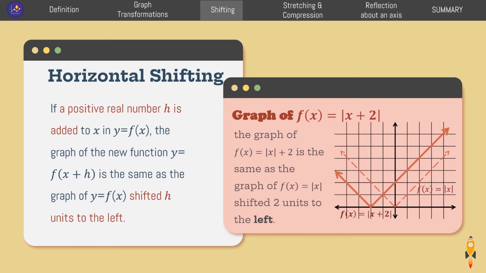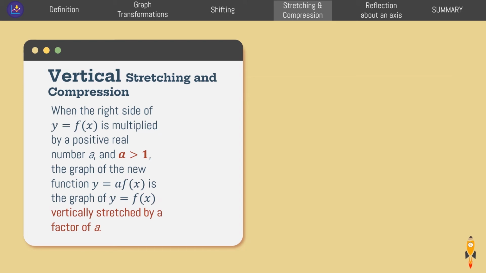Vertical stretching and compression. When the right side of y = f(x) is multiplied by a positive real number a, and a is greater than 1, the graph of the new function y = a·f(x) is the graph of y = f(x) vertically stretched by a factor of a.